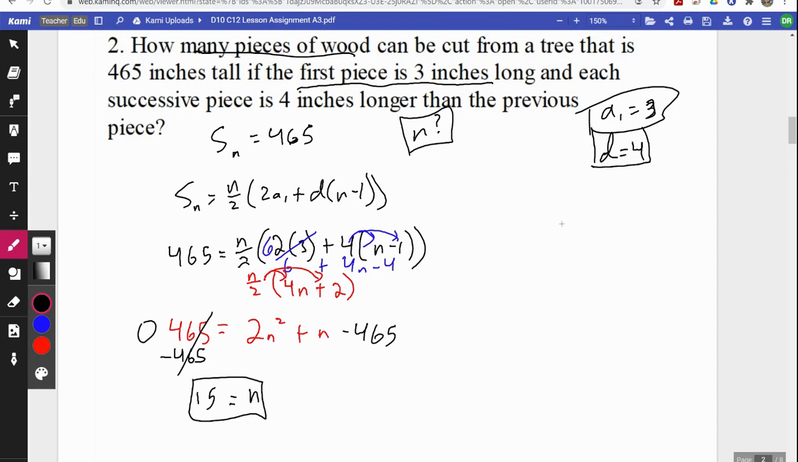So it would take 15 pieces of wood, starting at a 3-inch piece, and then you're adding 4 inches longer for each successive piece. You add up 15 of those pieces, you would get up to 465.